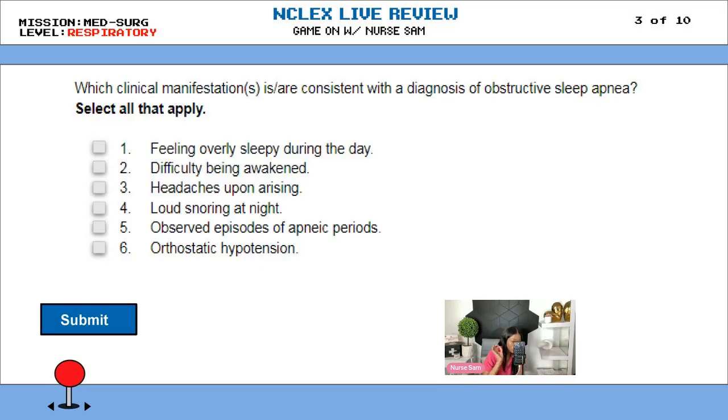So let me see what you're saying. Remember what the diagnosis is. Obstructive sleep apnea, okay? You guys are saying 1, which is feeling overly sleepy during the day, right? That's from poor sleep quality. 4, loud snoring at night, of course. 5, observed episodes of apneic periods, hence why the name is literally obstructive sleep apnea. And then 3, headaches upon arising. Why would headaches upon arising be a maybe? This is good. Let's see what our answer is.